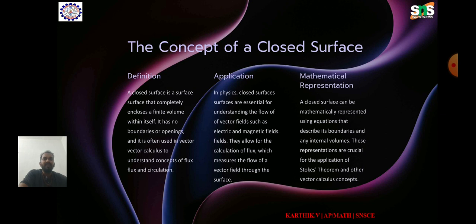Characteristics. Encloses a region. A closed surface surrounds and encloses a volume or region in three-dimensional space. Examples: sphere, cube, closed cylinder. Representation. The surface of a sphere centered at the origin with radius r can be represented by the equation x square plus y square plus z square equal to r square.